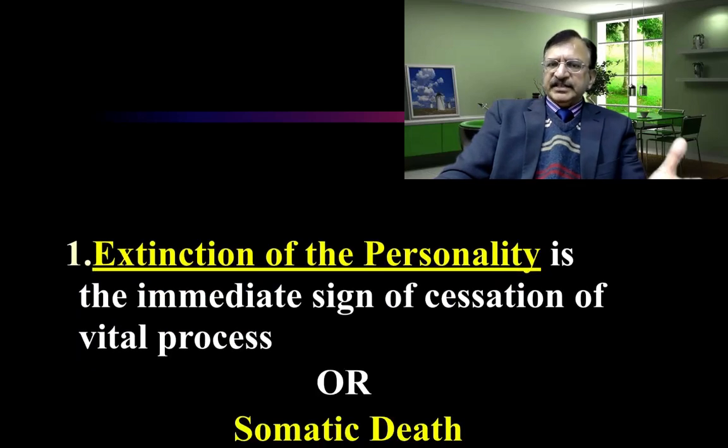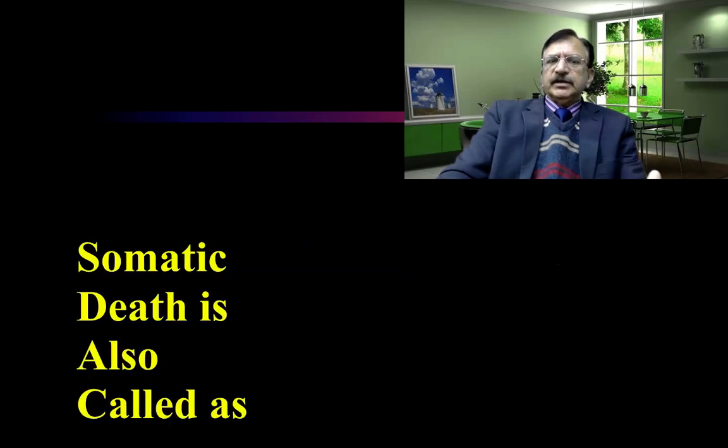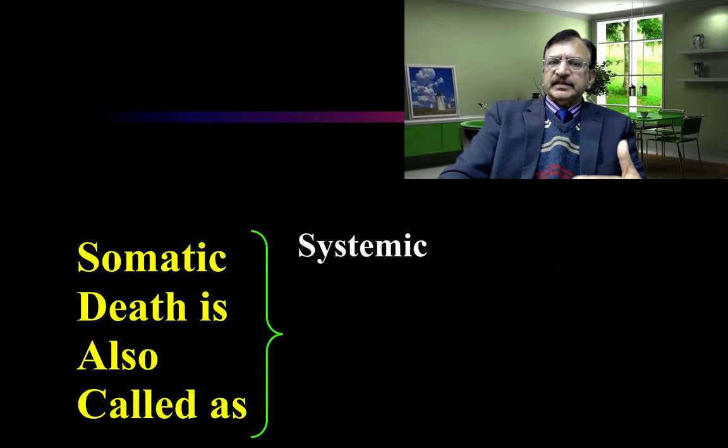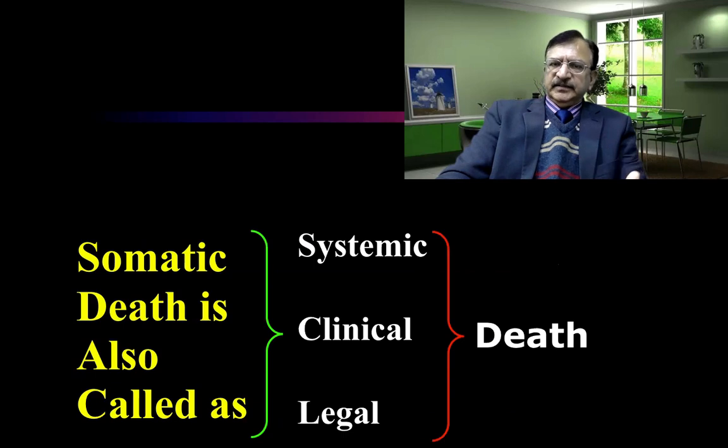The first is the extinction of personality, that is, the immediate signs of cessation of vital processes, or somatic death. So the first phase is somatic death. And the second is the progressive disintegration of the body tissues after somatic death has taken place, or molecular death or cellular death. So first is somatic death and second is molecular death. Somatic death is also called systemic, clinical, or legal death.